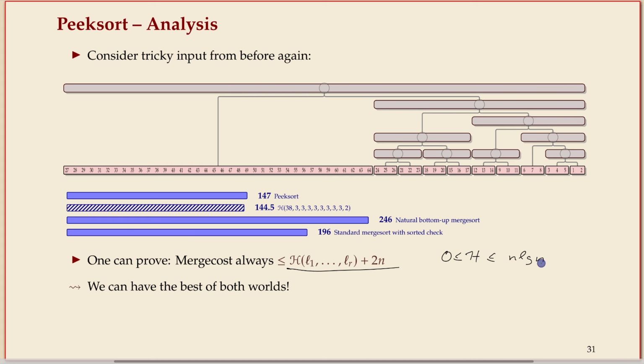As I said before, there's no hope if your input is random, h will be roughly n log n, and no possible algorithm can exploit anything if there's nothing to exploit. But if the input has this structure of many long runs, then the algorithm will pick it up.